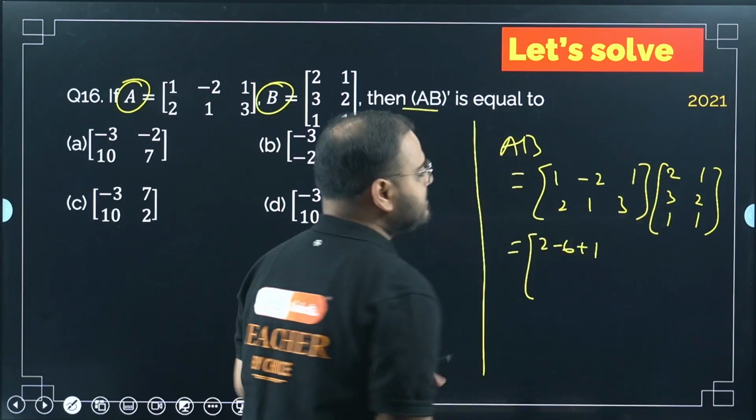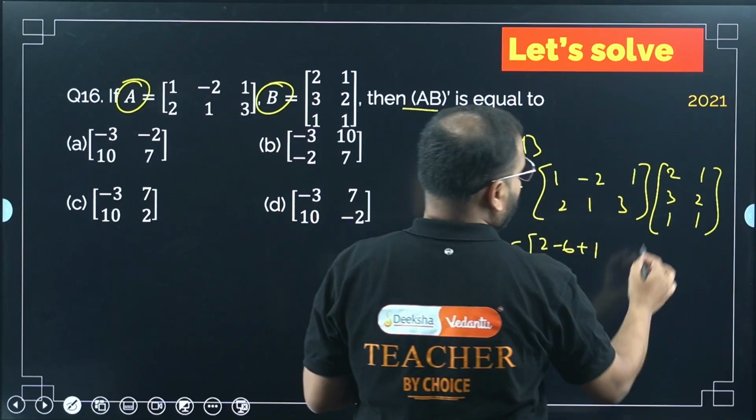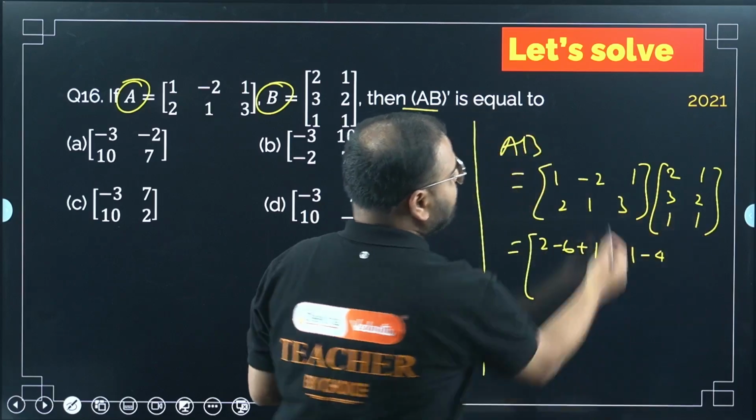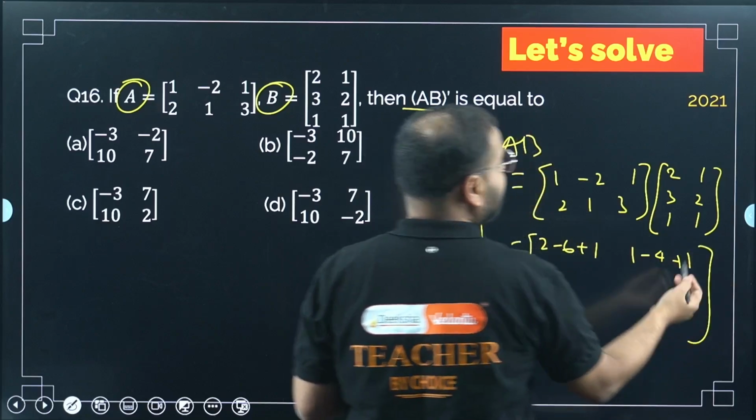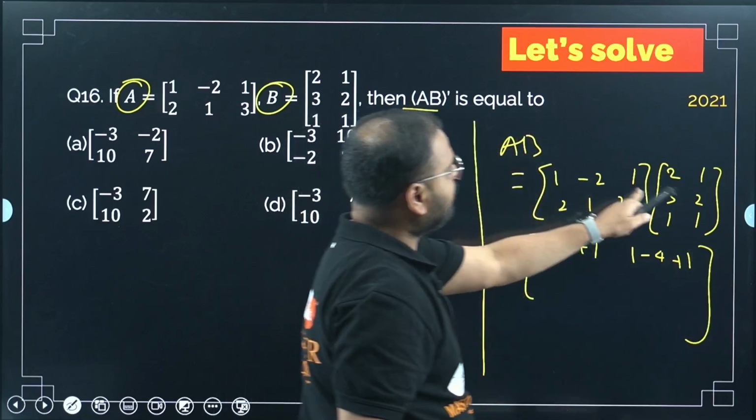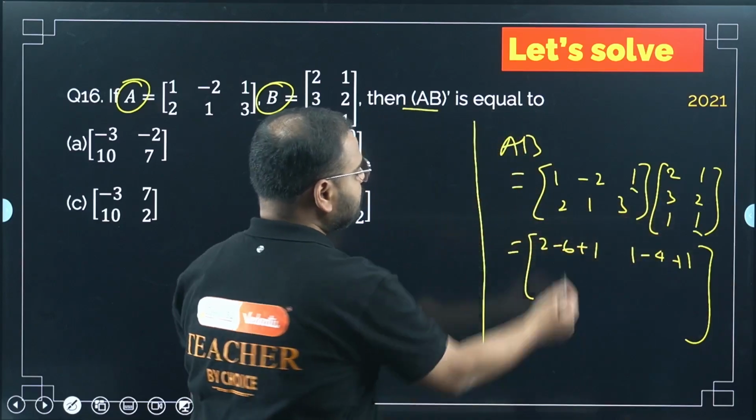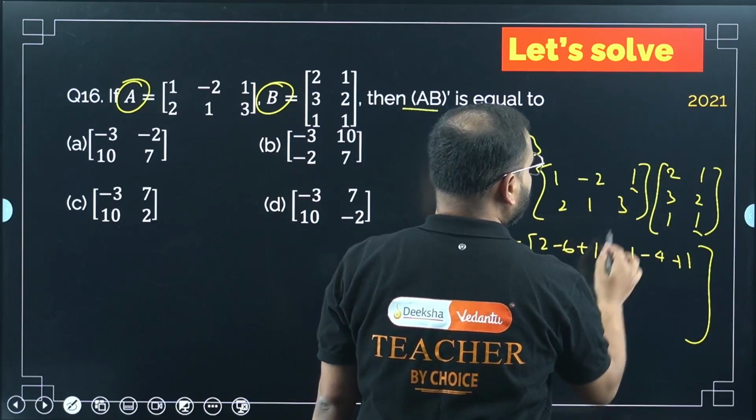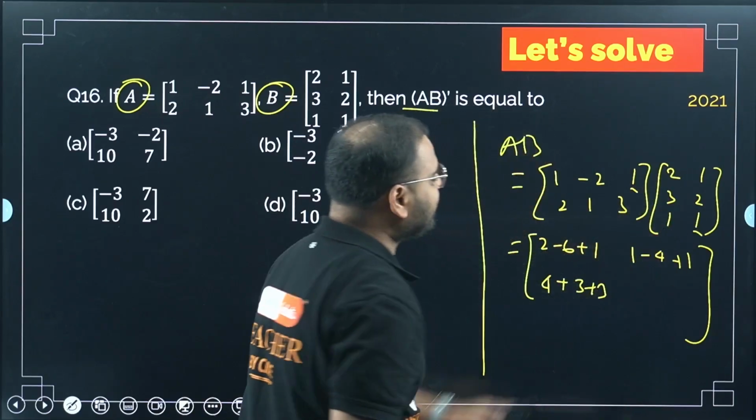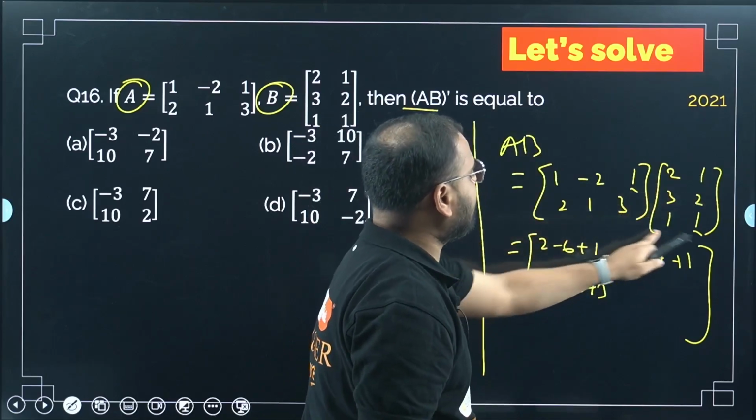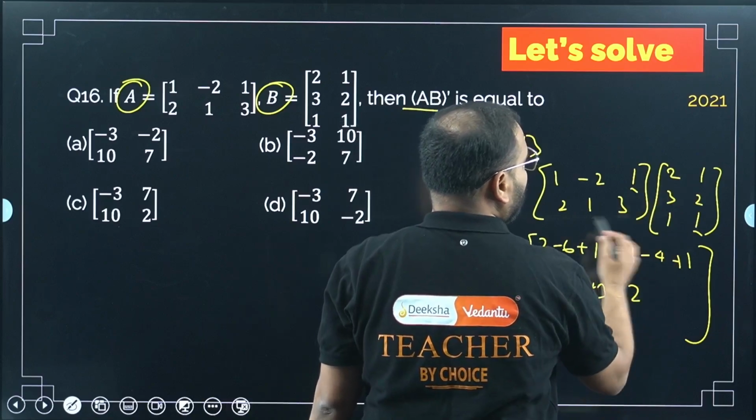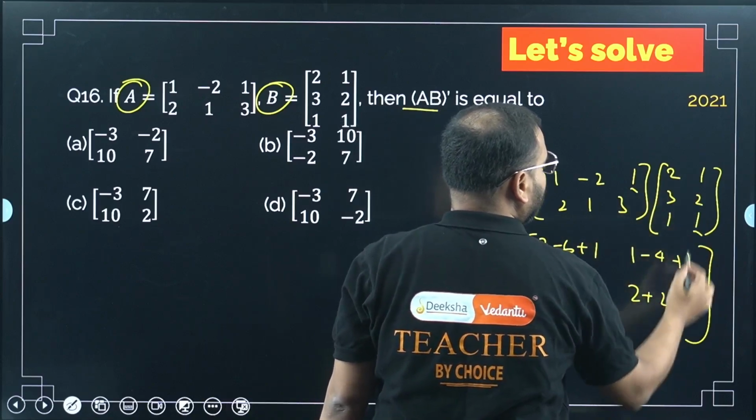Okay. First row, second column, 1 times of 1 is 1, minus 2 times of 2 is minus 4, 1 times of 1 is again 1. Sorry. 1 times of 1 is 1. Alright, sir. 2 times of 2, 4. 1 times of 3, 3. 3 times of 1, 3. Correct? 2 times 2, 1 times 3, 3 times 1. Last one, second row, second column, 2 times of 1, 2. 1 times of 2, 2. 3 times of 1, 3.